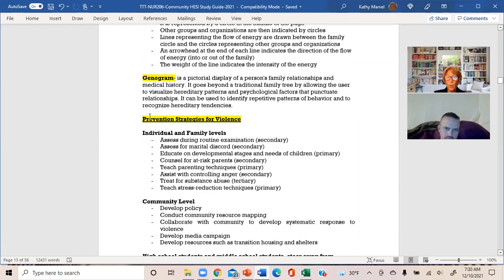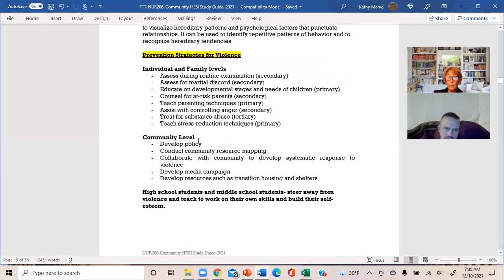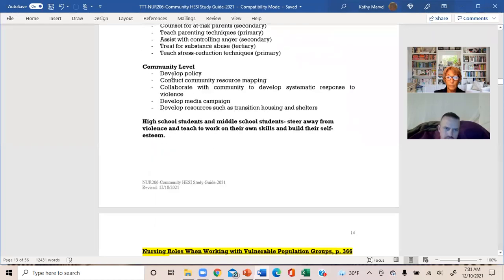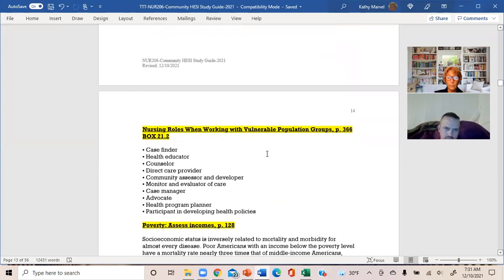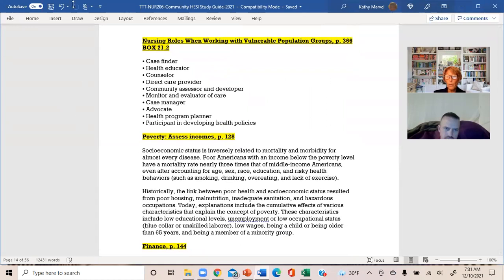Okay, our role is also prevention strategies for violence in the community. So you can read through that. It shows how we do our assessment at the individual level and the community level. And here's a list of what our roles might be when working with vulnerable populations in the community. We even give a page and a box number to go back and look at as far as all these roles we might play. In the rural community, you might be doing all of this.